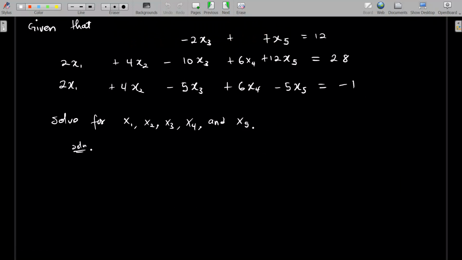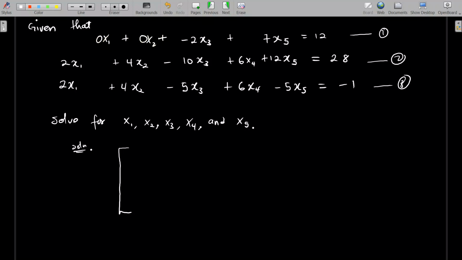Given that I have these systems, the first equation is -2x3 plus 7x5 equals 12, then equation 2, and equation 3, and I should solve for x1, x2, x3, and x5. Here, what I'm going to do is first get my augmented matrix out of this system, with 0 x2 in front of that, 0 x1.